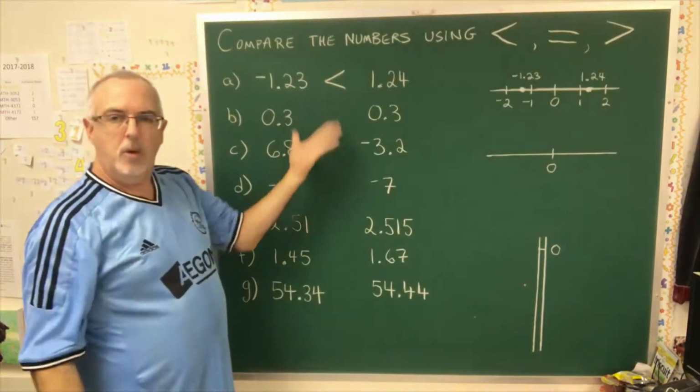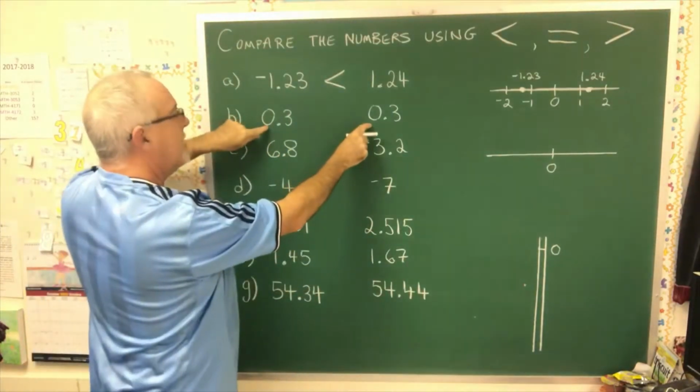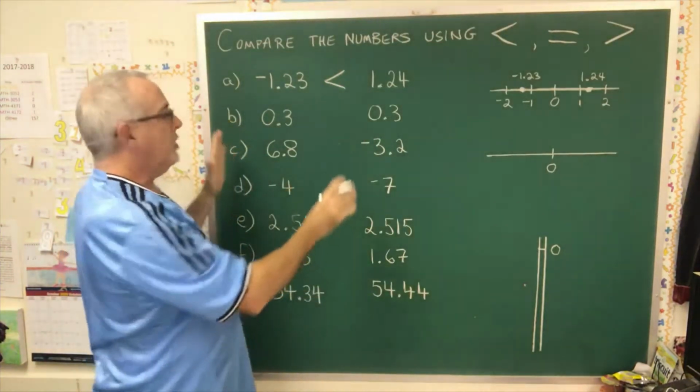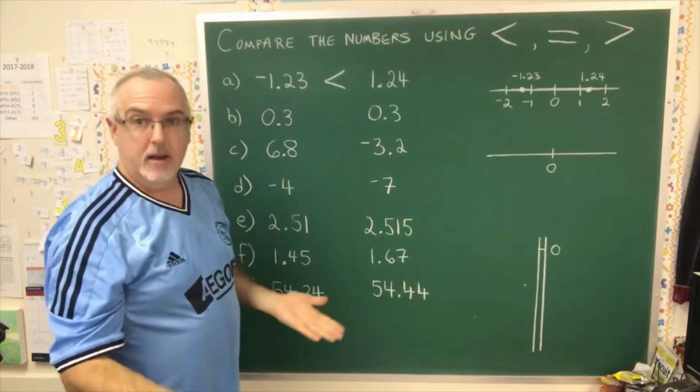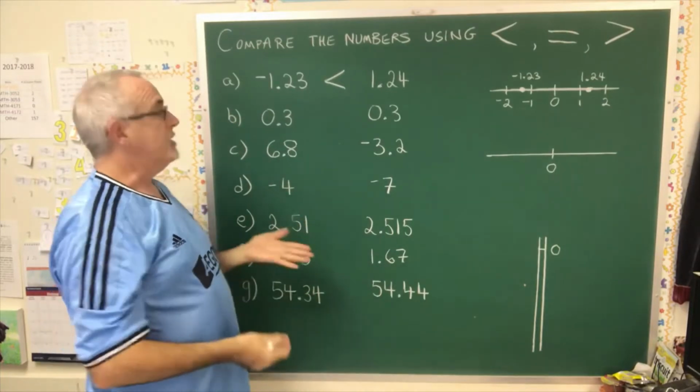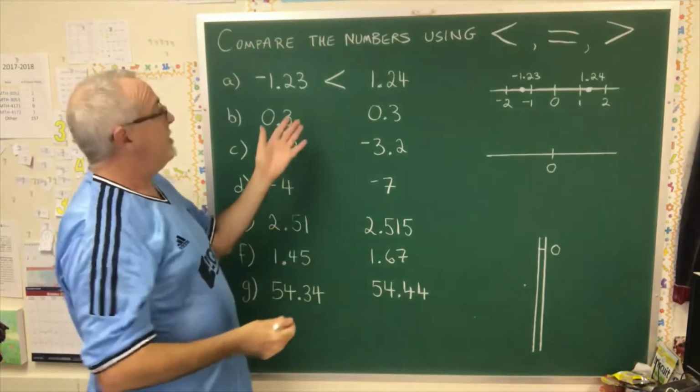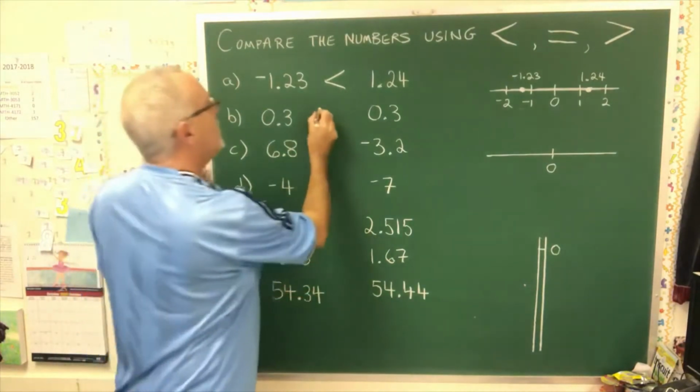For the second one, I won't draw a number line because I can see that the numbers are equal. The only thing to watch out for here is one of the numbers having a negative sign, because if one's negative and the other's positive, they're not equal. But both of these are positive, so I'm using the equal sign.